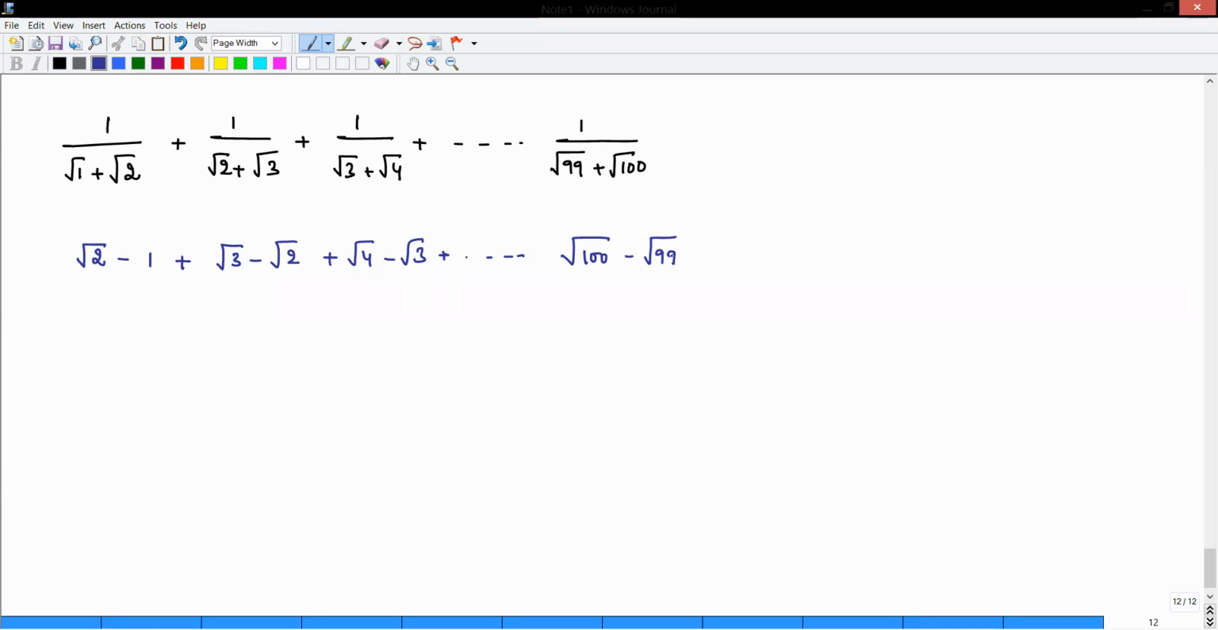Of 99. You cancel all the terms like minus 2 plus root 3 minus root 3 plus root of 99 minus root of 99. So what you'll be left with? Especially you'll be left with root of 100 minus 1. So if you're well aware of the pattern, then you'll be left with the first term in the denominator and the last term.